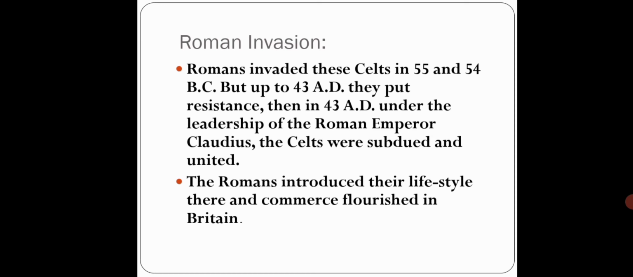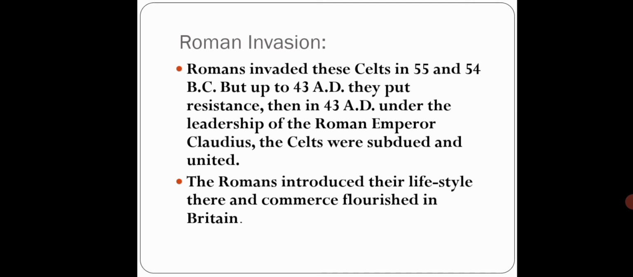Moreover, there were problems in Rome, so the Romans had to quit their job of winning over these Celts who lived in Britain, and they left Britain and they went to Rome. So the first attack on the part of the Romans was not a successful one. And then under the leadership of the Roman Emperor Claudius, the Celts were subdued and united. And that was in the year 43 AD. So perhaps 90 years after the first invasion, the Romans became successful in subduing the Celts, and the Celts were then unified.